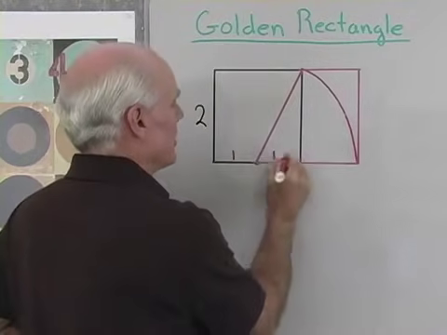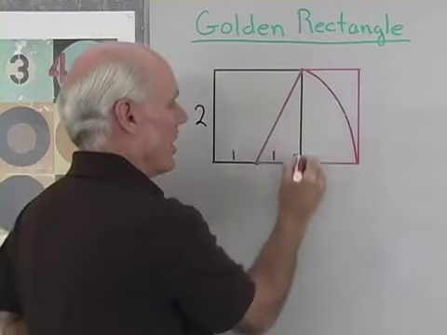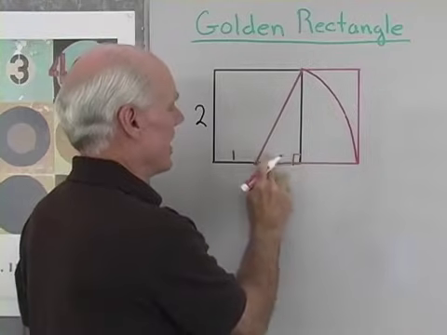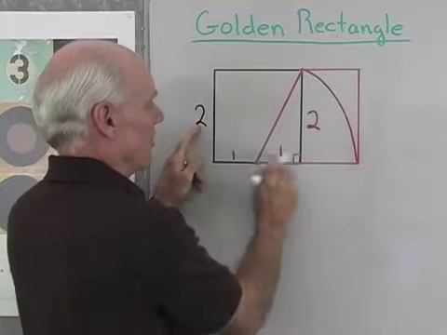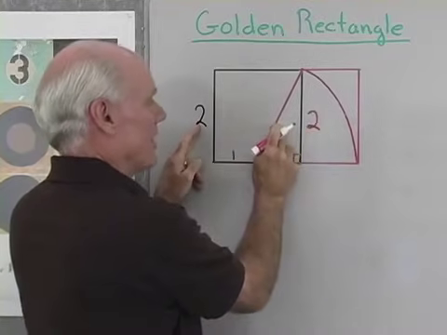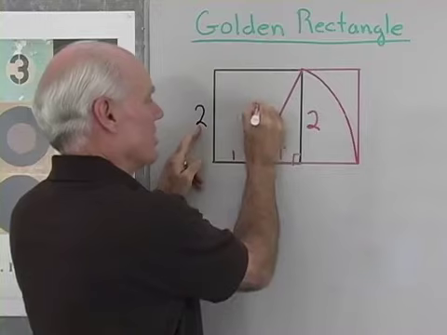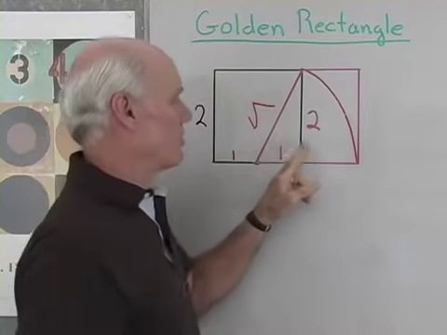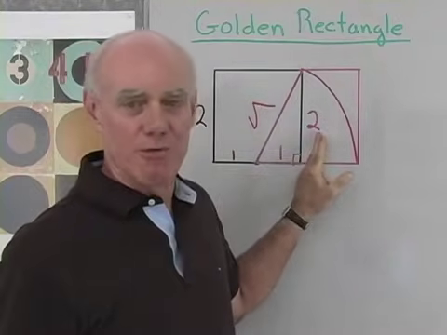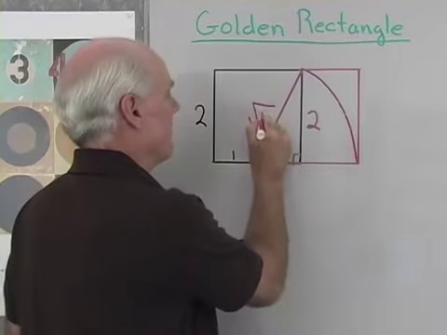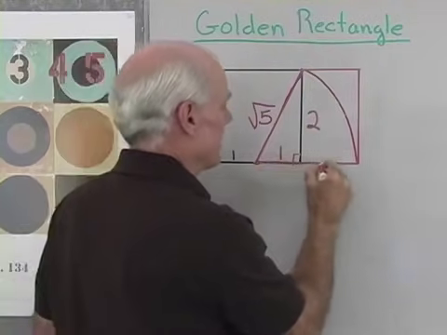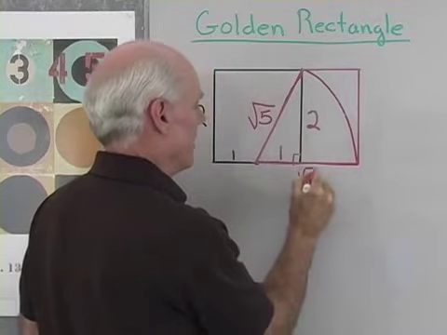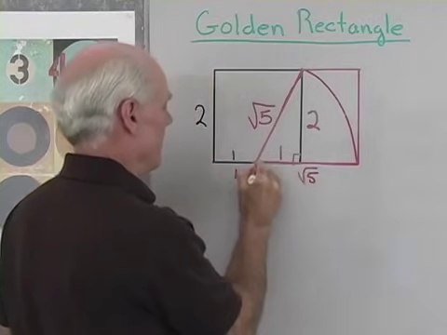So if I look in this little right triangle right here, I see that this side is 1, this side is 2 because that was my original square, and so by the Pythagorean theorem I know that this side is going to be square root of 1 squared plus 2 squared, square root of 1 plus 4, or square root of 5. So this length is square root 5. That means that this length right here is square root 5.